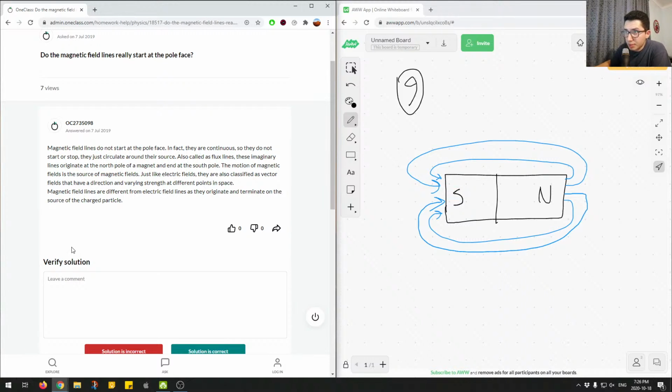But what actually happens is they don't really start or end. It'll actually just end up going all the way through and back again. So you can think of them as loops through the magnet. So the statement would actually be: do the magnetic field lines really start at the pole face? This is incorrect. Really, they're going all the way through and looping back around to the South Pole. So exit from the north, enter through the south, and go back and exit from the north again. And this is what the Junior Tutor is explaining here.